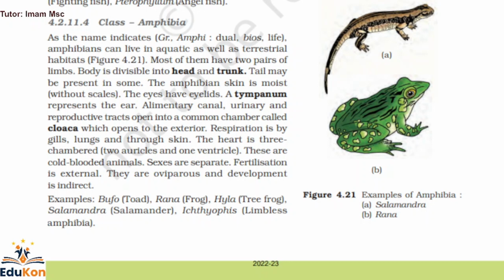We have here the heart is three-chambered, that is two auricles and one ventricle. So how many auricles and ventricles are present in Ichthyophis? This should be the question. So what we need to answer here is, the heart is three-chambered, two auricles and one ventricle. This is common for all the below examples.